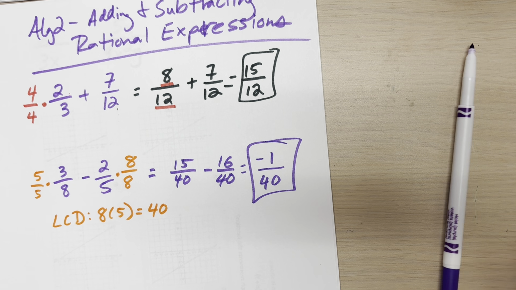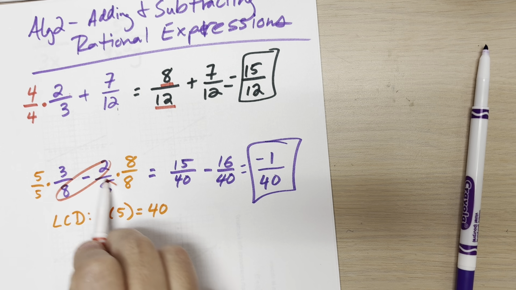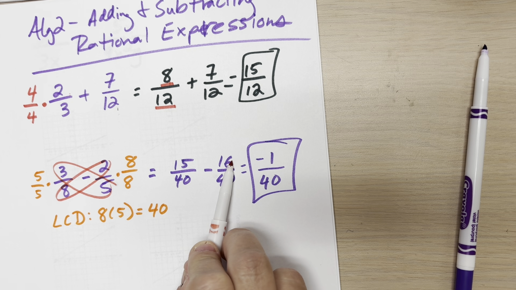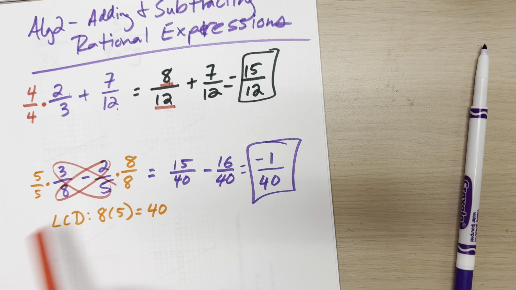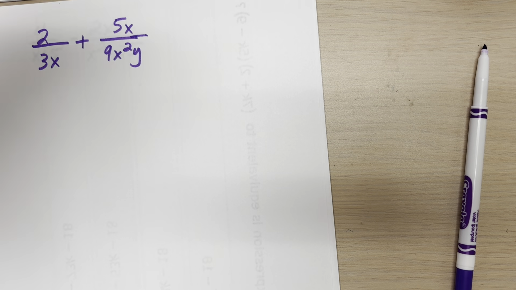Some students like to think of it like a cross multiply situation to get 3 times 5, 15, 2 times 8, 16. I hesitate to use that because cross multiplying really only happens in proportions. This is just an expression. So we don't really want to think of it like that, but that's kind of the process you do.